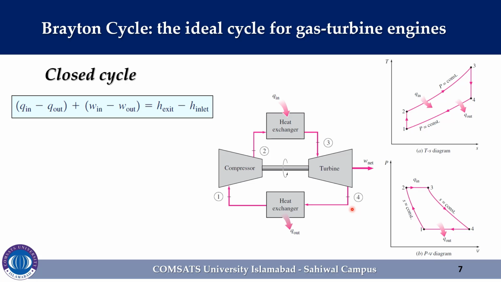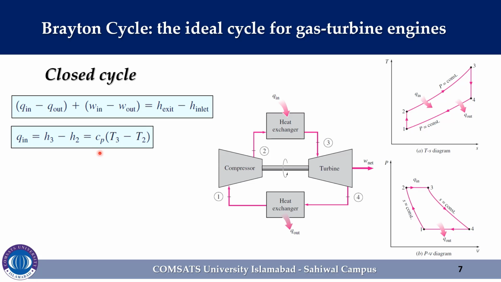So the heat transfer to and from the working fluid can be expressed as follows. Q in is the heat transfer to the system during process 2 to 3. Q in is equal to H3 minus H2. Here H3 and H2 are the enthalpies at state 3 and state 2 respectively. We can also express the amount of heat addition in terms of temperatures as Cp times (T3 minus T2). T3 and T2 are the temperatures at state 3 and state 2 respectively, while Cp is the specific heat capacity of the working fluid.